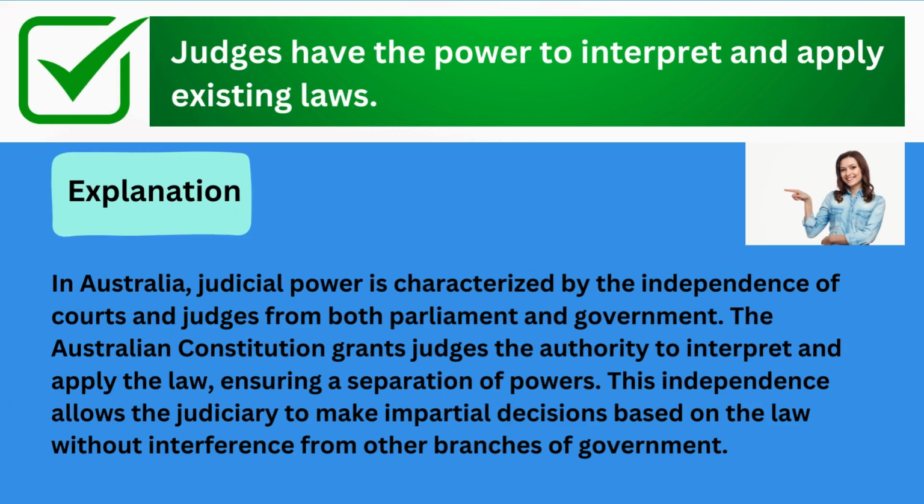The correct answer is judges have the power to interpret and apply existing laws. Explanation: in Australia, judicial power is characterised by the independence of courts and judges from both Parliament and government. The Australian Constitution grants judges the authority to interpret and apply the law, ensuring a separation of powers. This independence allows the judiciary to make impartial decisions based on the law without interference from other branches of government.